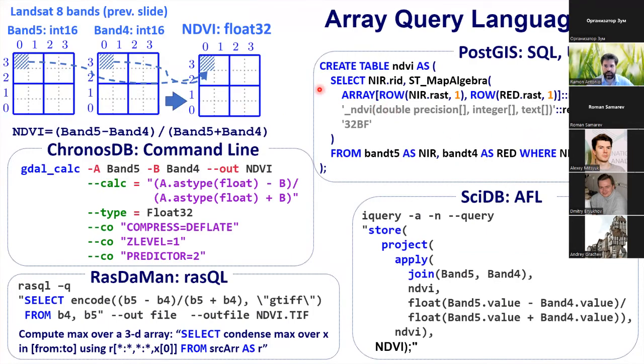So let us take the real-world data set from the previous slide, and we would like to compute a popular vegetation index, which is called NDVI. It takes two two-dimensional arrays as input and produces a two-dimensional array as an output. This is a typical map algebra operation, as you can see here in the map algebra notation. So this operation is represented by this formula.